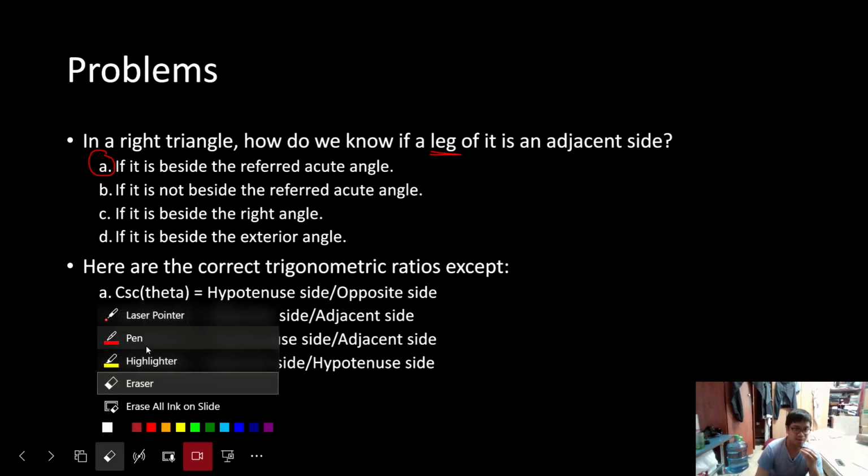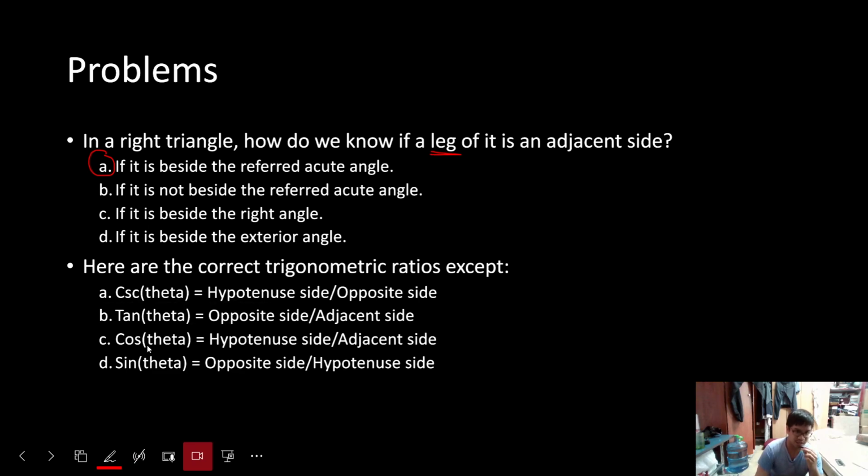Next, here are the correct trigonometric ratios except A, cosecant theta is equal to the hypotenuse side divided by opposite side. B, tangent theta is equal to the opposite side all over adjacent side. C, cosine theta is equal to hypotenuse side over adjacent side. And D, sine theta is equal to opposite side over hypotenuse side. So the correct answer here actually is letter C.